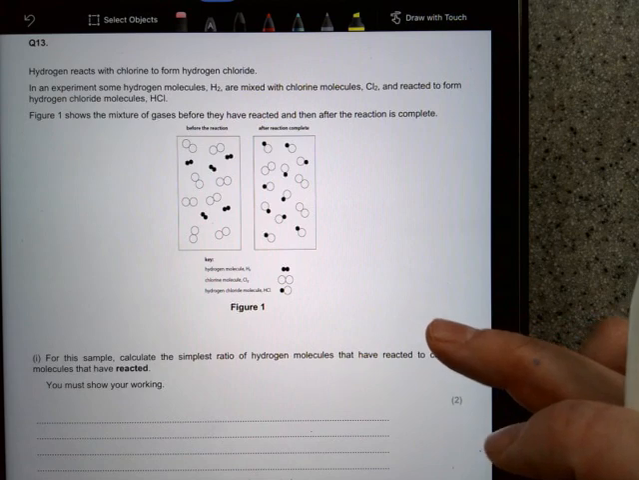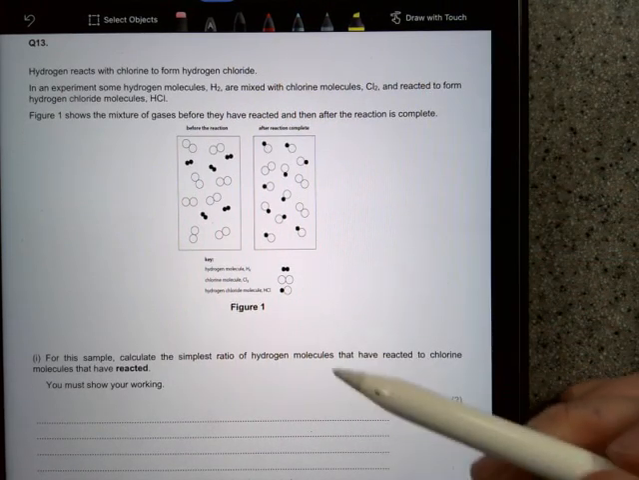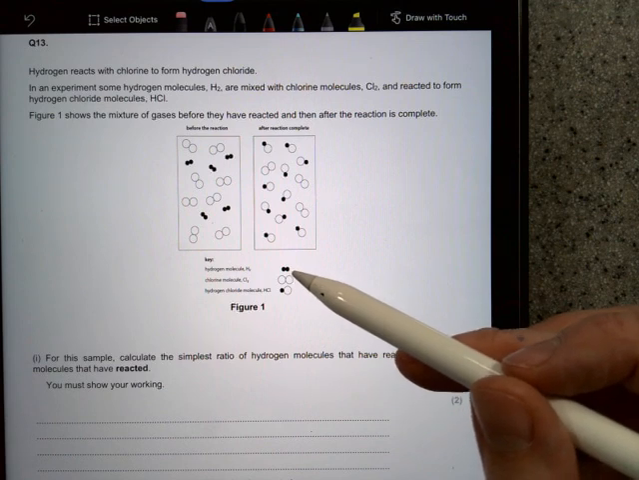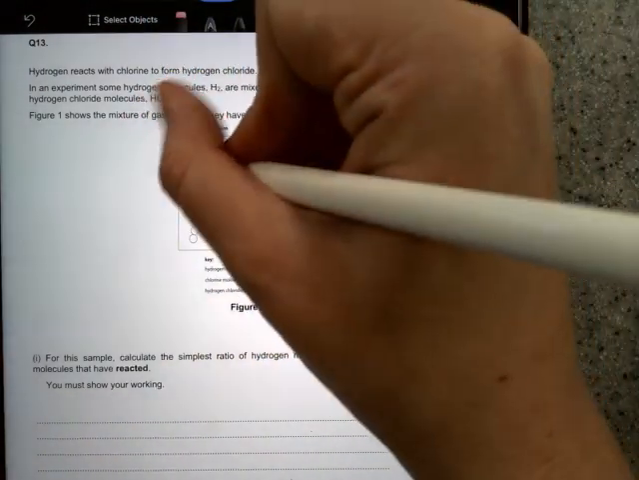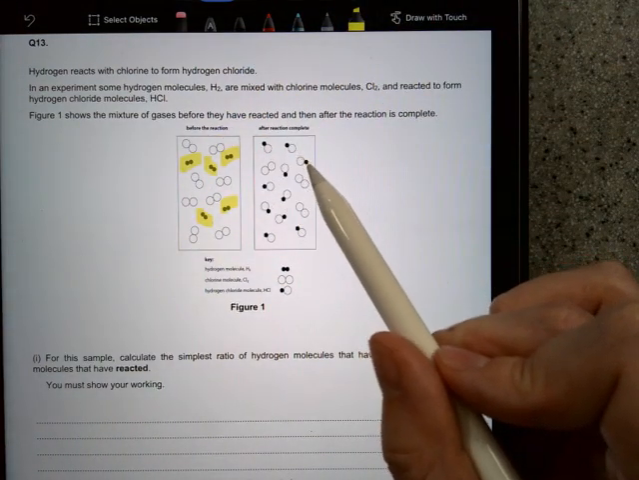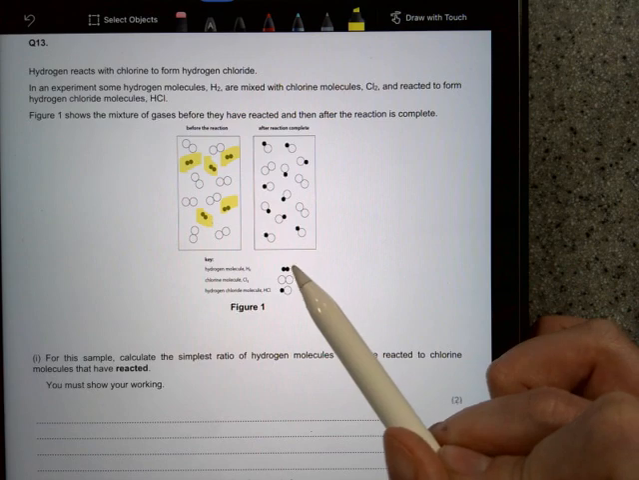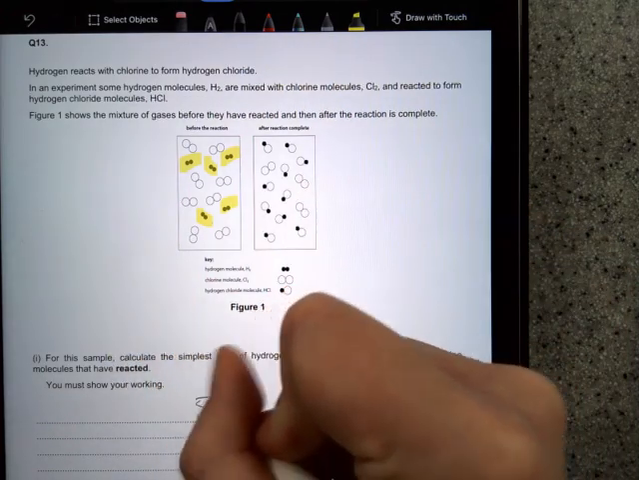The next question looks a bit weird, but it's actually quite straightforward. Effectively, you just need to be able to count. So you've got a little key at the bottom that tells you the 2 little black circles stuck together represent hydrogen molecules. And you can see before the reaction begins that you have got 1, 2, 3, 4, 5 hydrogen molecules. And after the reaction, you have got no hydrogen molecules left. So those 2 black dots have been separated. You've got no hydrogen left. So I've got 5 at the start and all 5 have reacted.